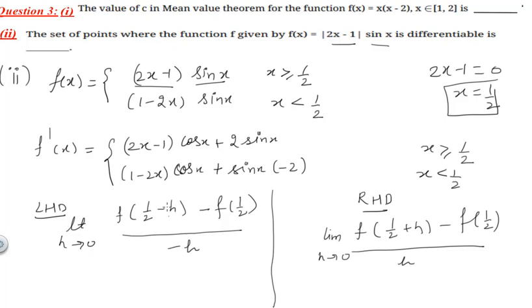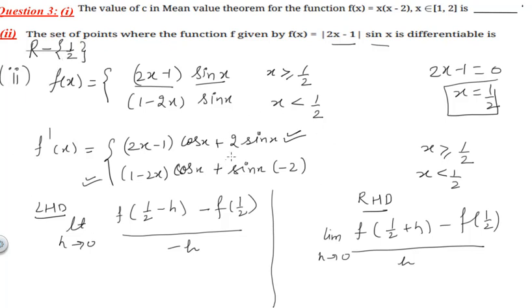For half minus h, you are going to take the less-than case. For half plus h, you are going to take the greater-than case. Just put the values of these functions in the expression of LHD and RHD. You are going to receive LHD not equal to RHD. Hence, we can say at 1 by 2, it will not be differentiable. Other than this, at every value it is going to be differentiable, because this was the critical point we had to check. So your answer will be R minus {1 by 2}. Except this, it is differentiable at all the points.